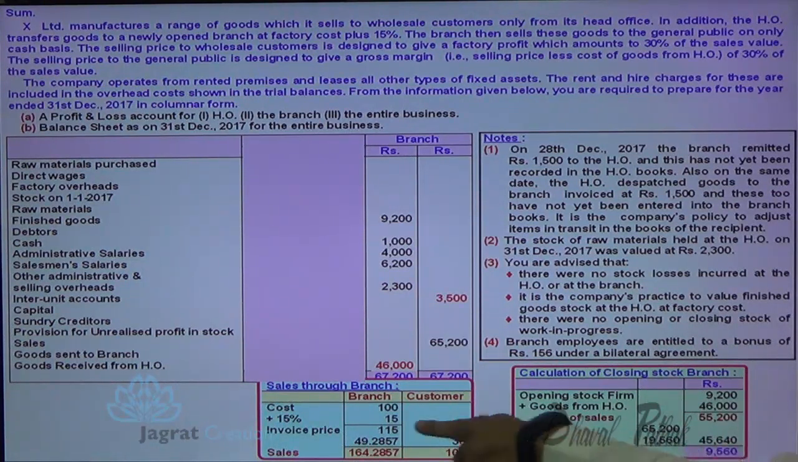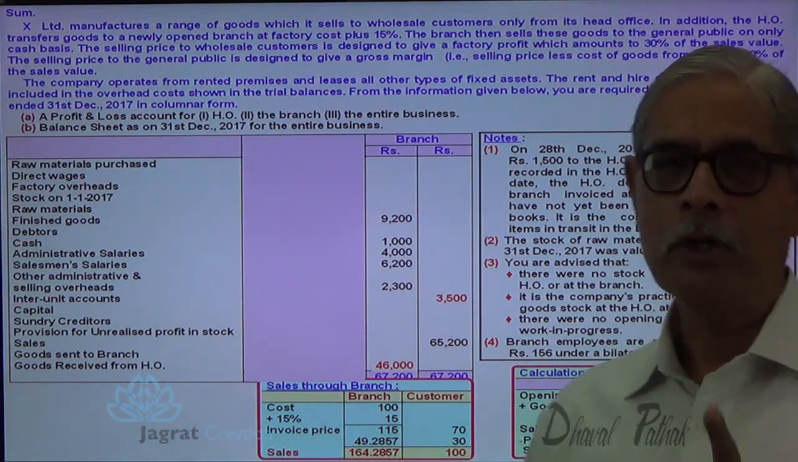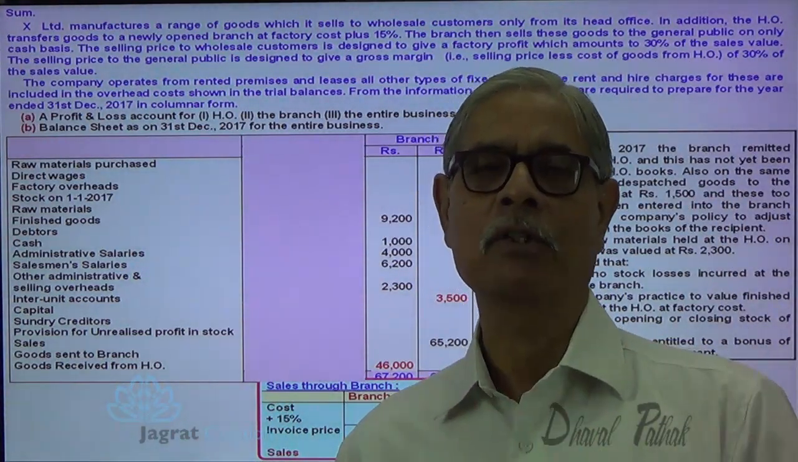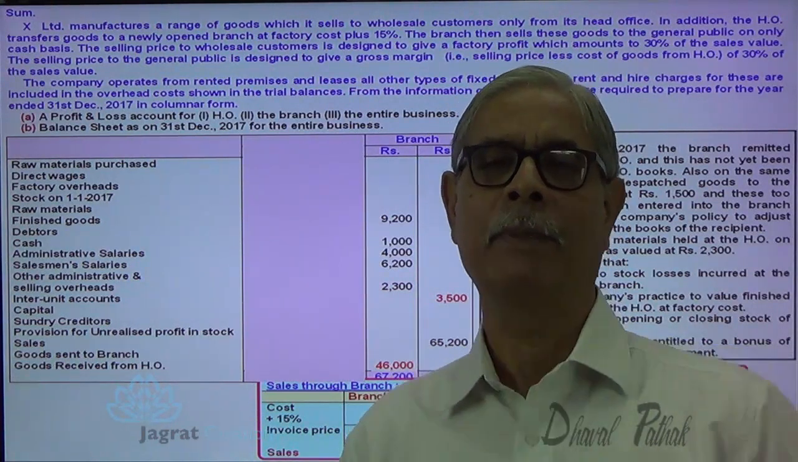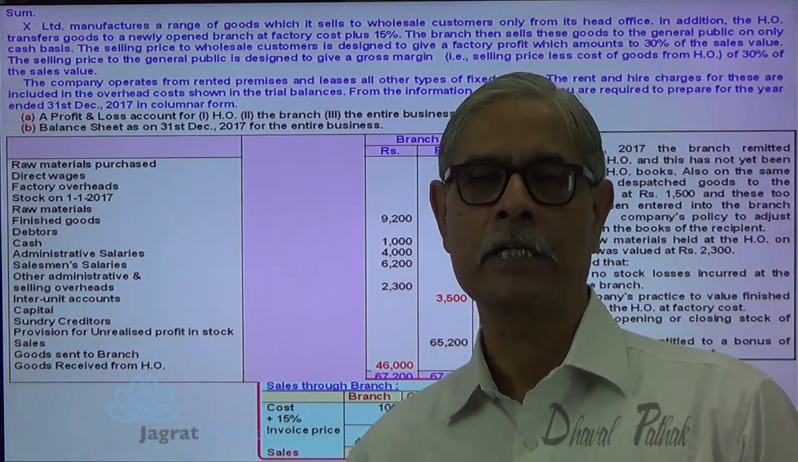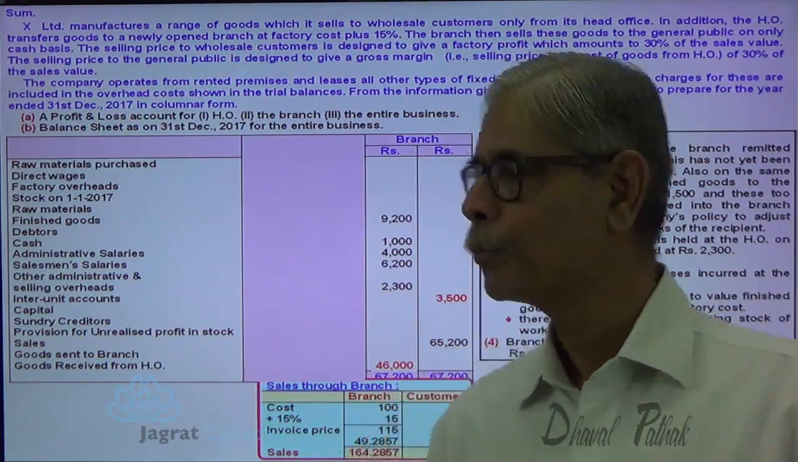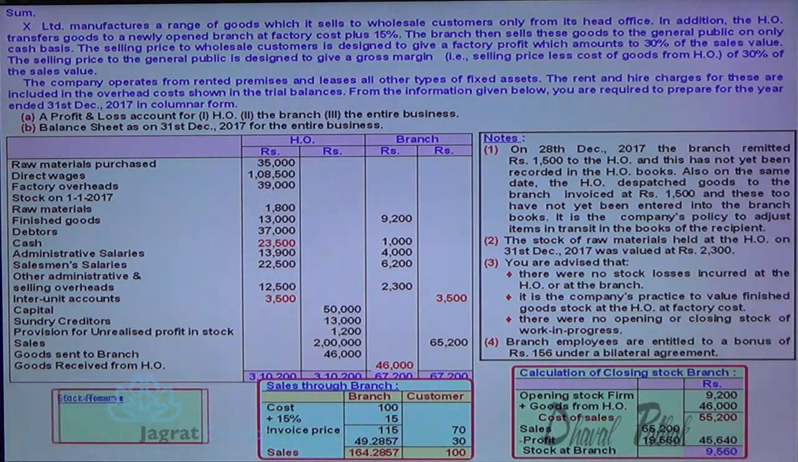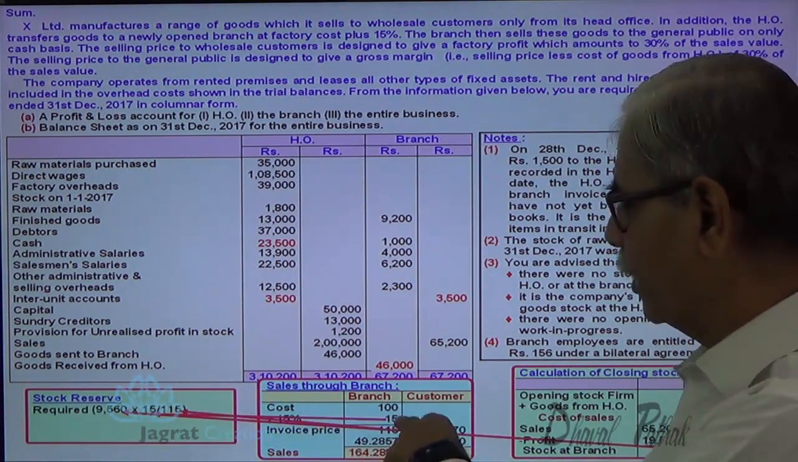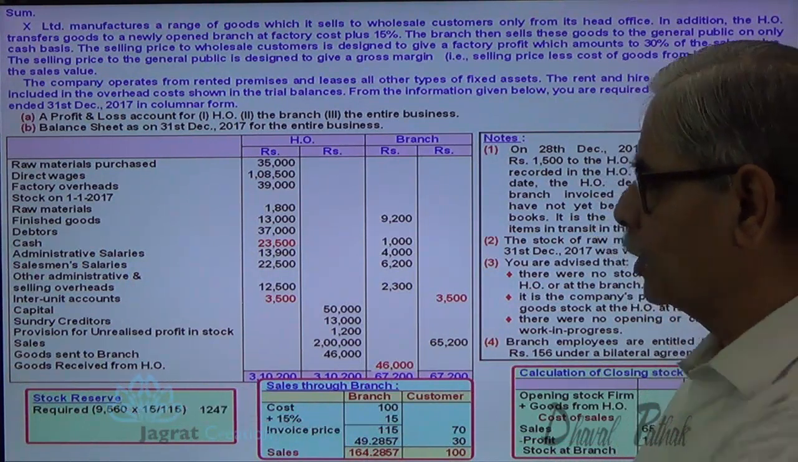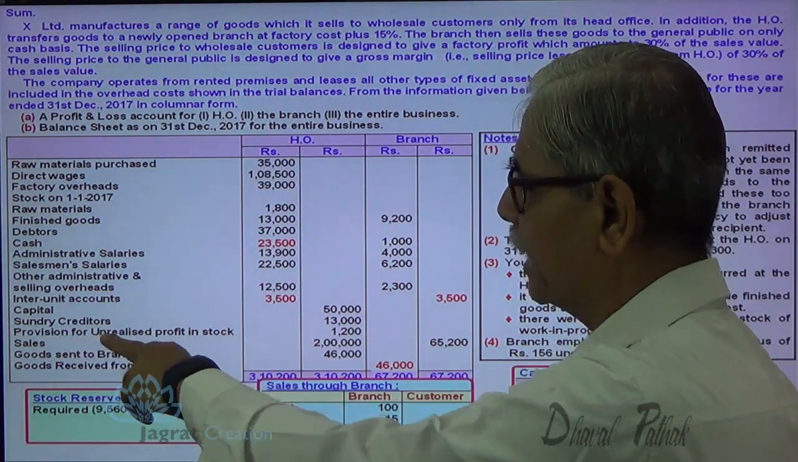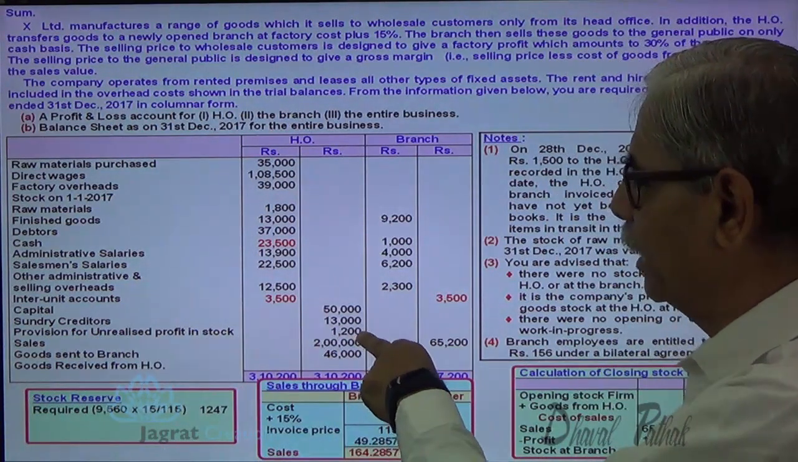Now this is at invoice price, remember it. Now if the stock is reported at an invoice price, you are required to find out the profit element, that is unrealized profit in the closing stock, and to that extent you are required to create a stock reserve for the closing stock. So how much is the stock reserve required? So 9,560 into 15 upon 115. So this is the stock reserve required. I have already a stock reserve or provision for unrealized profit in stock at the beginning of the year, 1,200.